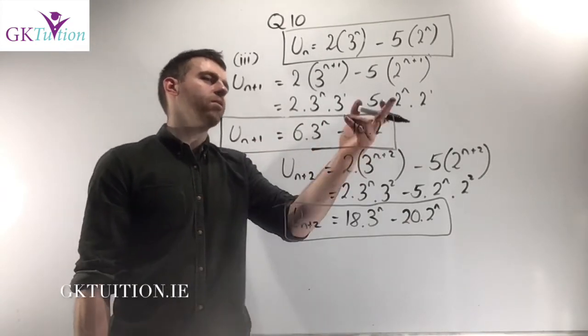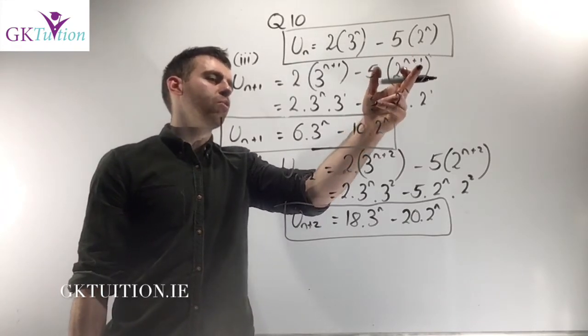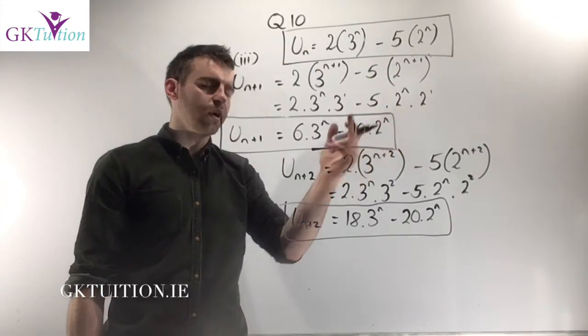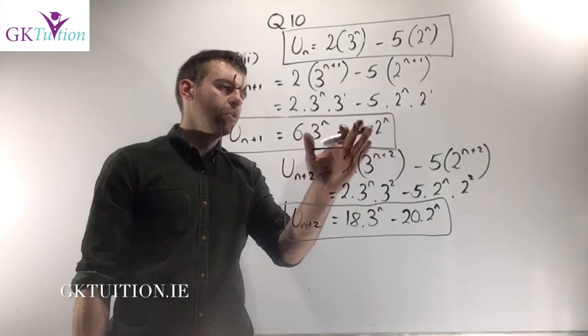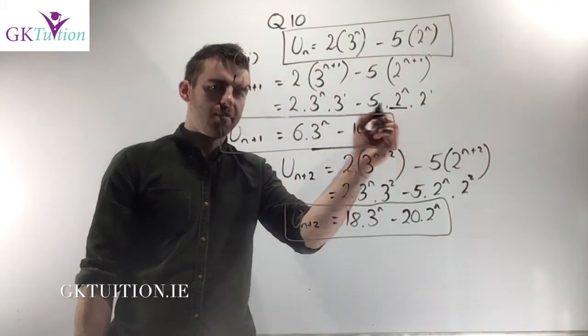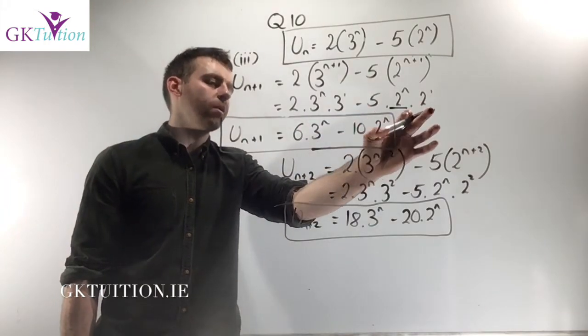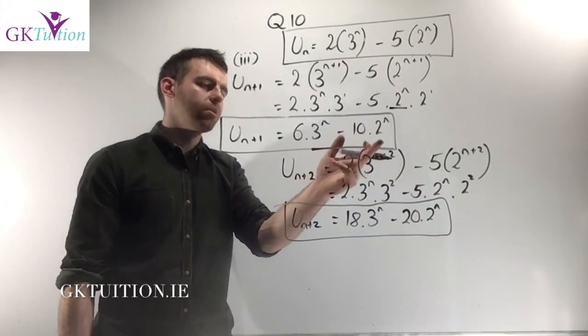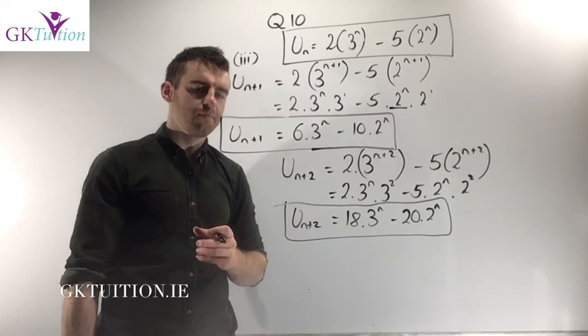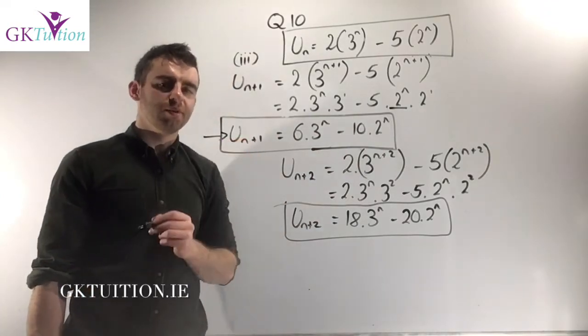The same thing applies over here. 2 to the power of n plus 1 becomes 2 to the power of n times 2 to the power of 1. You cannot multiply anything by the 2 to the power of n. It is bad news. You just leave it be. But minus 5 by 2 to the power of 1 is minus 10. So this becomes minus 10 times 2 to the power of n. And that's un plus 1 simplified fully.